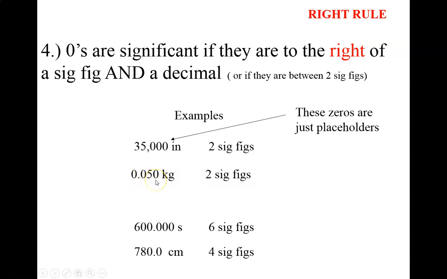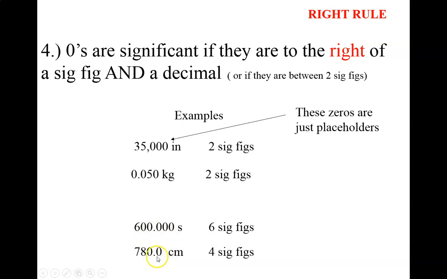This zero here, by the right rule, is to the right of a number and a decimal place. It's to the right of a sig fig and a decimal place. Might be easier just to say number. So this zero is a sig fig, so that's got 2. Here, it doesn't have to be directly to the right of a number. It just has to be on the right side of a number. So these zeros are to the right of the 6 and a decimal place, which makes them sig figs, which makes these two zeros sig figs according to the sandwich rule. So this has got 6 sig figs.